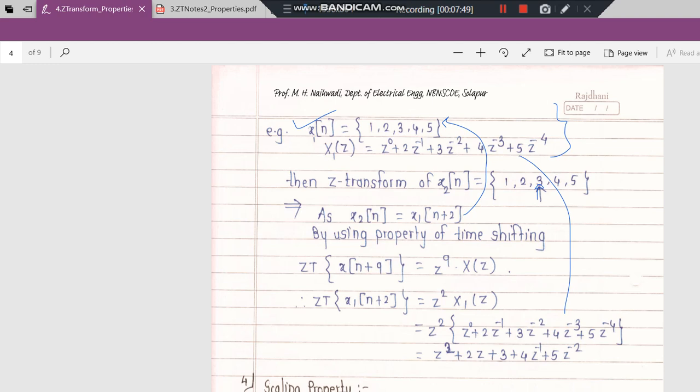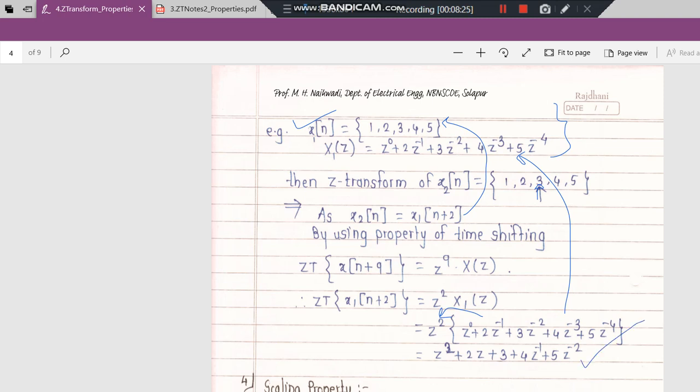We have already found the Z transform, so there is no need to find it once again. You just have to multiply the entire Z transform by the factor z raised to 2. Once you multiply, z raised to 2 into z raised to 0 gives z raised to 2, plus 2 into z raised to 2 into z raised to minus 1, which is 2z, because 2 minus 1 is 1. Again 2 into minus 2 gives z raised to 0, which is 1. So here we will get 3 plus 4 into z raised to minus 1 plus 5 into z raised to minus 2. This is your final answer.